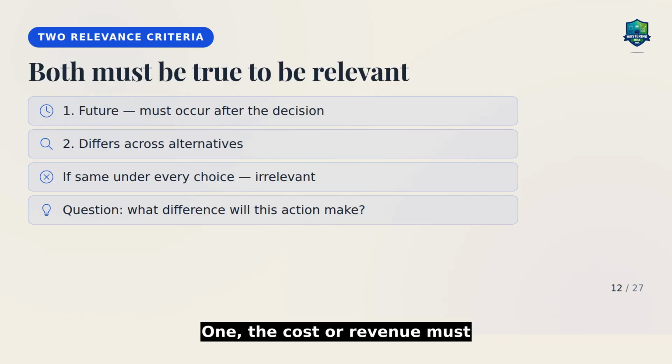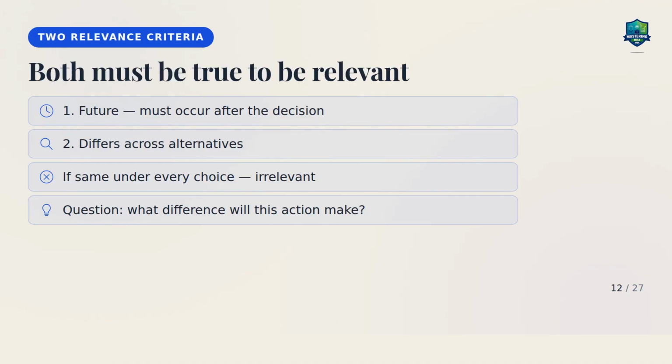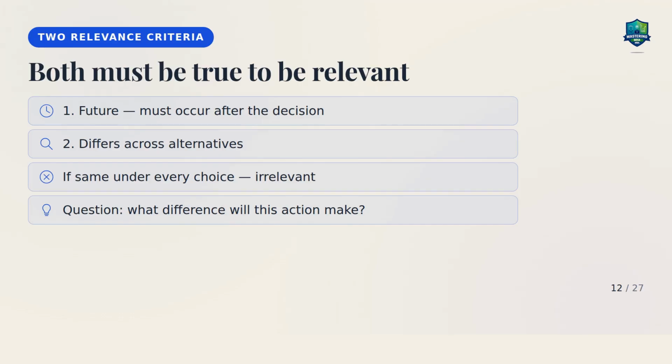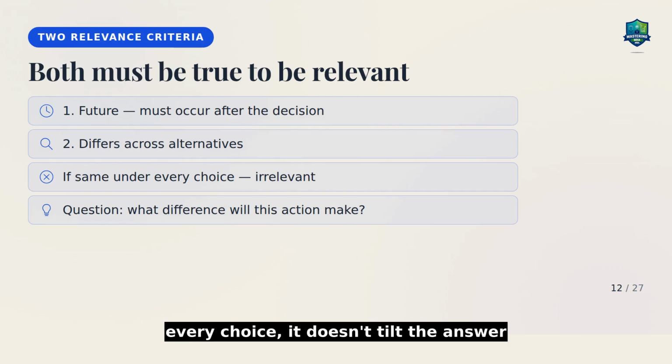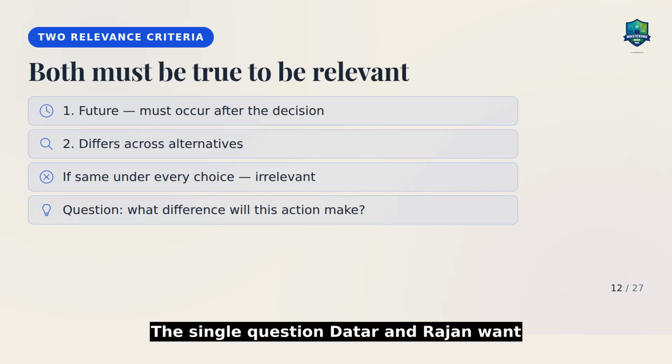1. The cost or revenue must occur in the future. Every decision shapes future outcomes. You can't change the past. 2. It must differ among the alternatives being considered. If a cost is the same under every choice, it doesn't tilt the answer either way. The single question Datar and Rajan want you to ask every time: What difference will this action make?